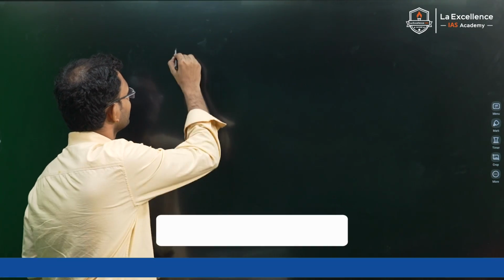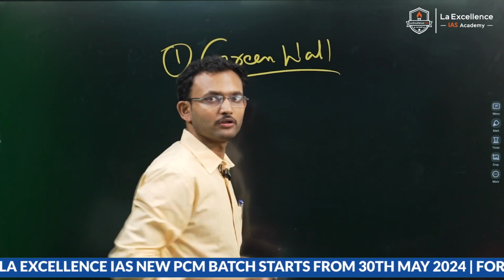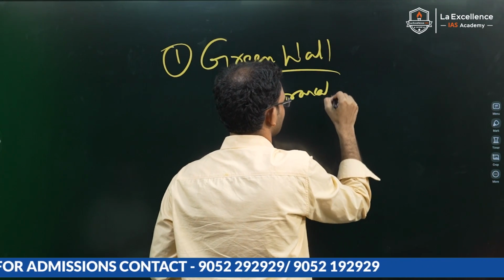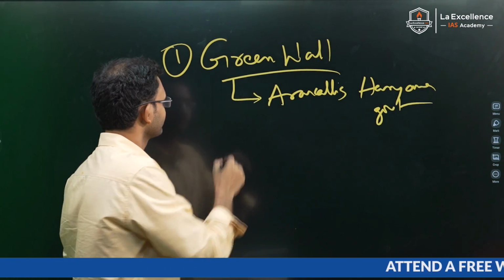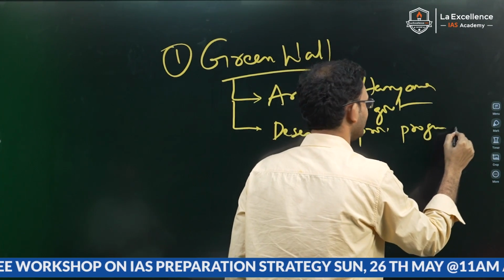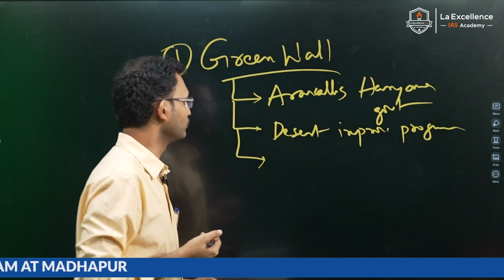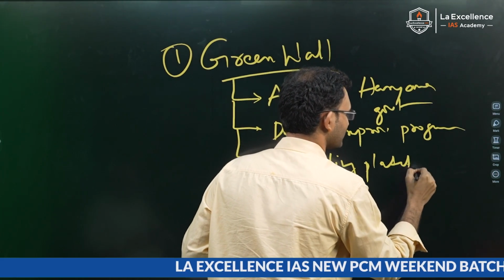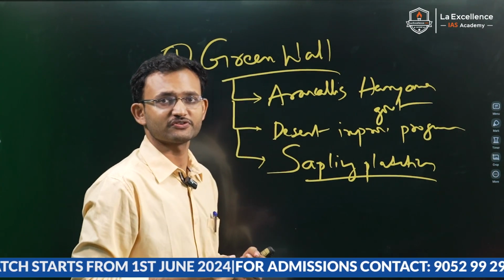So if you look at the initiatives to reduce desertification, the first one would be the green walls. You might have heard about the Great Green Wall in Africa. Similar to that, at the Aravallis, the Haryana government is taking the initiative. Along with this, the desert improvement program is another initiative. The third initiative is incentivizing sapling plantation, to bring young minds the change and come forward with voluntary actions. So these initiatives are sufficient to address desertification.